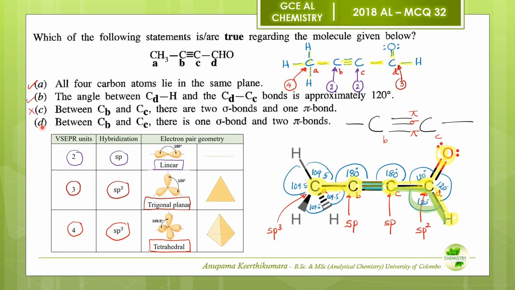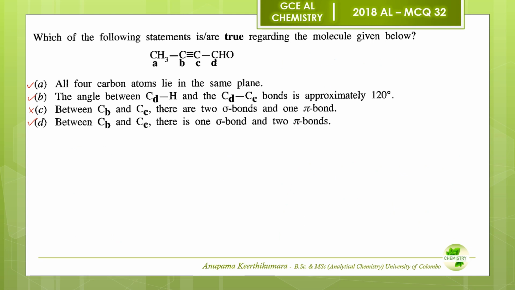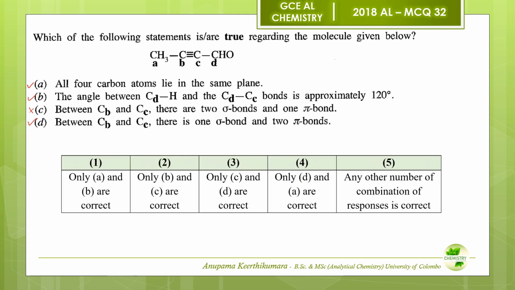Statement D: between CB and CC, there is one sigma bond and two pi bonds. The last statement is correct. Now we will check the answer. These are the instructions to get the answer for this question. If A and B are correct, the answer is 1. If B and C are correct, the answer is 2. If C and D are correct, the answer is 3. If A and D are correct, the answer is 4. If any other combination of responses is correct, the answer is 5.